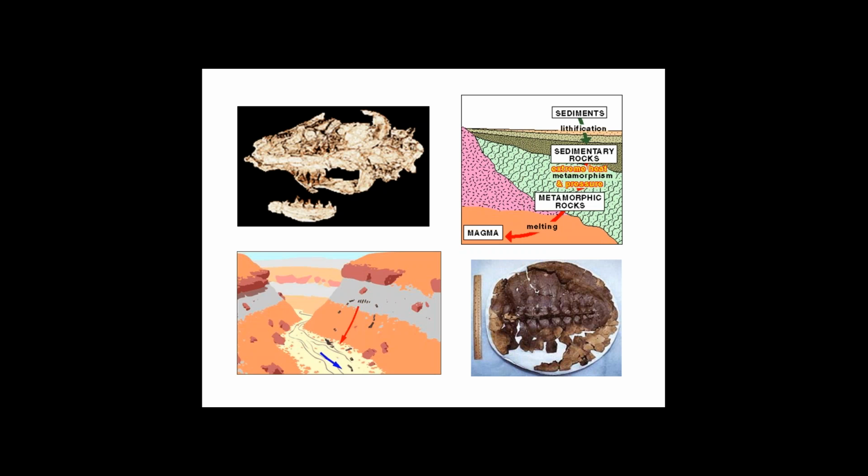In the top left, that's a fossil that has been crushed beneath just too much sediment, and it's now unrecognizable. On the top right, this is the process of metamorphosis. Sediments are formed, and then the sedimentary rock may have fossils within it, but then it undergoes extreme heat and pressure, which turns it into a metamorphic rock, and then it can melt, and then the fossil is destroyed.